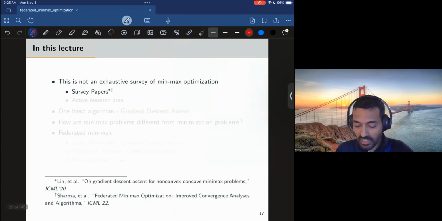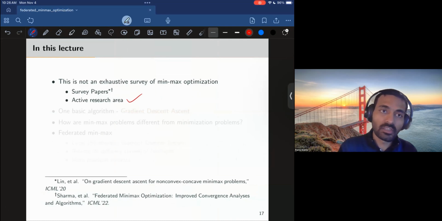These are the two references I'll be focusing on. Actually, I shouldn't say that they are survey papers. They are just research papers. And the second of these is actually work in which I was involved myself. This is very much an active research area, and there are a lot of open questions here.